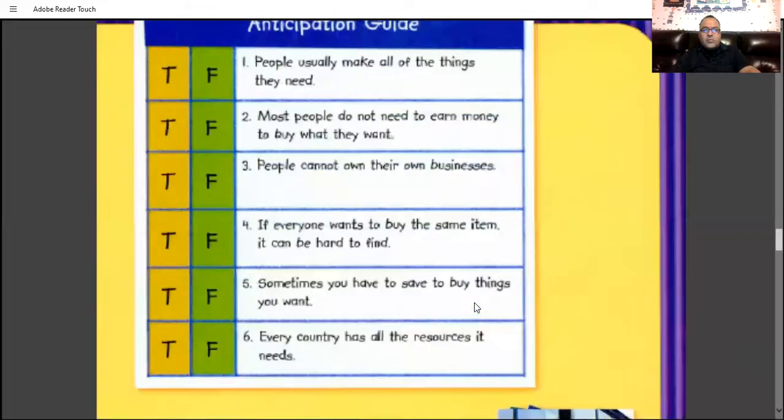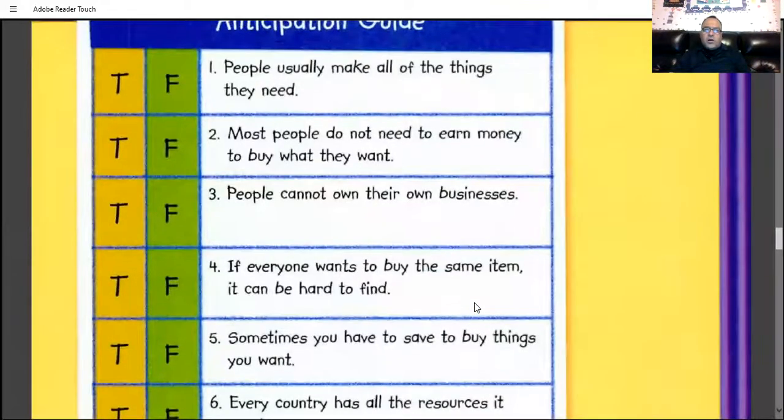People usually make all of the things they need. Does everyone make everything they need? True or false? Most people do not need to earn money to buy what they want. They don't need to earn money? That sounds kind of weird. Most people do not need to earn money to buy what they want. Unless someone's giving it to you. People cannot own their own businesses. Everyone can own their own business.